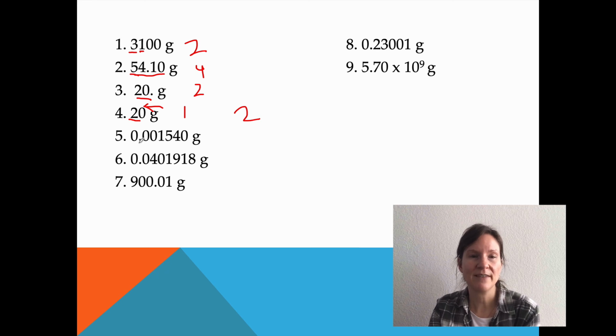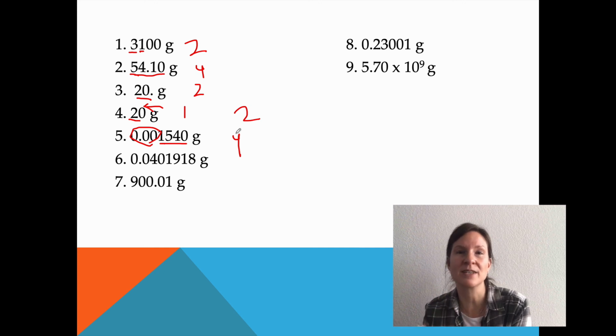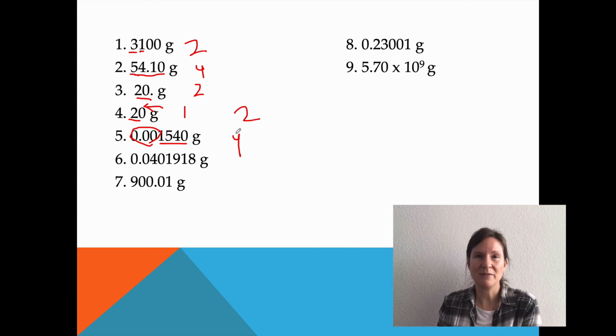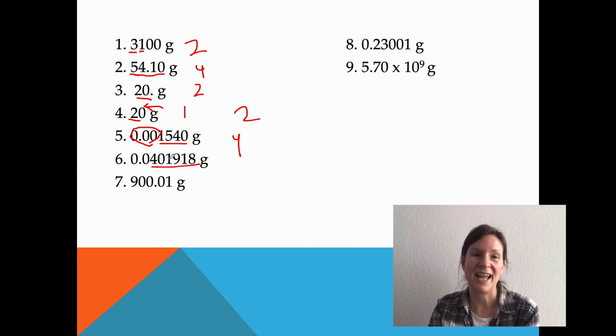Number 5, I have a decimal point, so I start on the left and move to my first non-zero, which is the 1. The 1 and everything after that is measured, so that's 4. These first zeros are placeholders. Without them, I'm saying I don't have 1,000th of something, I'd have a 1/10 of something, and those are very different in terms of measurements. Number 6, decimal point, so I go to my first non-zero starting from the left. The 4 and everything after that counts, so there's 6 of them there.